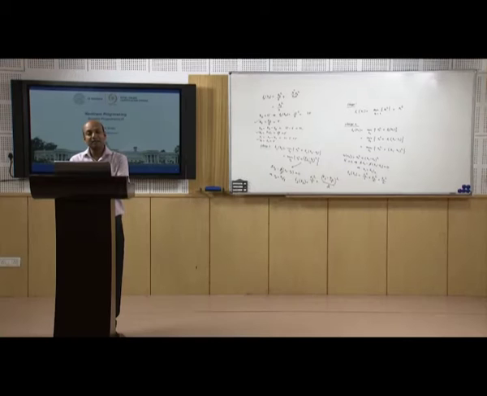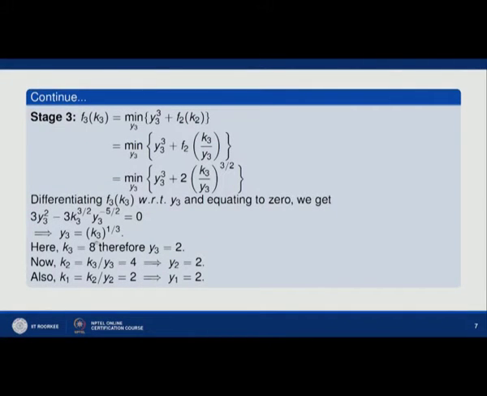Again it is a single variable function of y3. You differentiate it, put it equal to 0, and find the stationary point which will give the minimum value of this objective function. In this way we get y3 equal to k3 whole raised to power 1 by 3. Now, we know that k3 is equal to 8. So, substitute k3 equal to 8 here, we get y3 equal to 2, as k2 equals k3 upon y3, and that is 8 upon 2, that is 4. So, this implies y2 is 2.